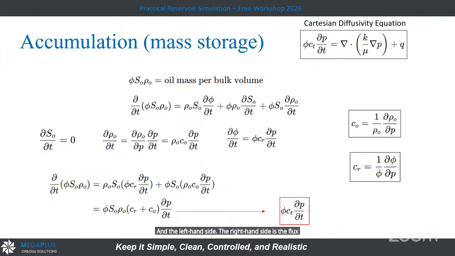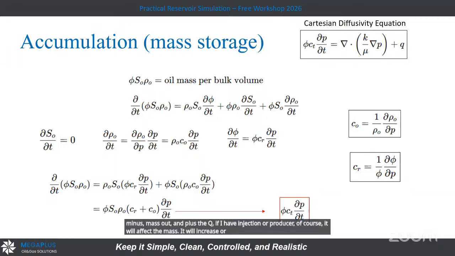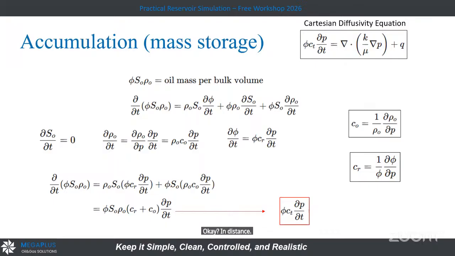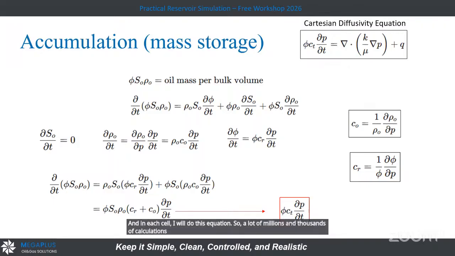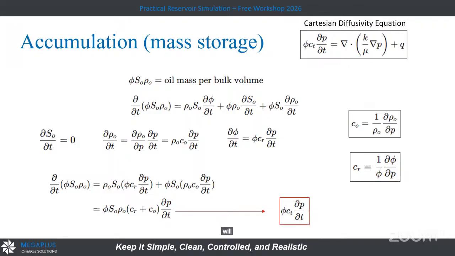It is the mass in minus the mass out plus the Q. If I have an injector or producer, of course, it will affect the mass; it will increase or decrease. The mass in distance, mass in minus mass out, will equal what is remaining in the cell. And in each cell, I will do this equation, so thousands and millions of calculations I have to make will equal the remaining. The remaining here we are measuring in time. So the accumulation in time and the flux in distance.